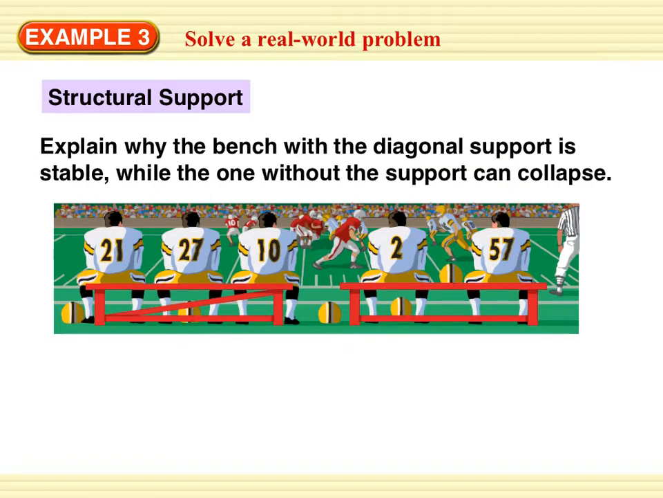And it wants us to explain why the bench with the diagonal support is stable while the one without the support can collapse. So notice this diagonal support here. This is creating 2 congruent triangles. And when I have 2 congruent triangles, that diagonal support makes fixed lengths. So it's not going to wobble. It's not going to change the lengths of anything. So I can say that because by the side side side postulate, the triangles are not going to change shape, and this one would be more stable. So again, we're using side, and the diagonal turns into one of the sides.